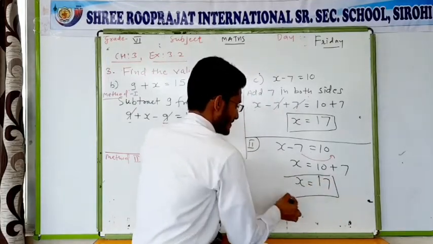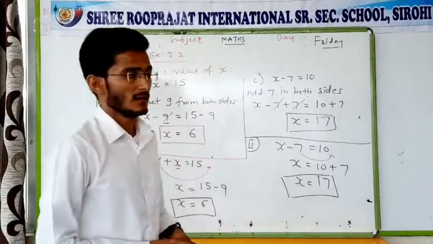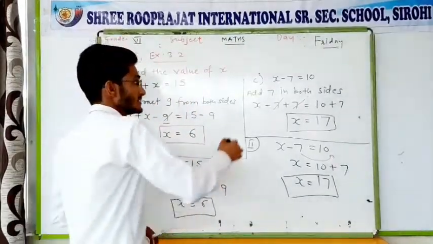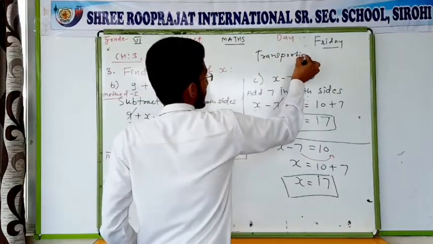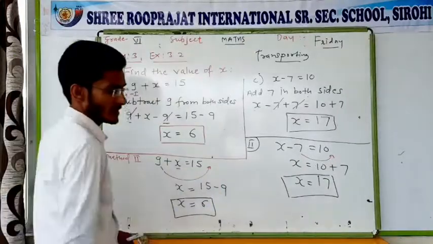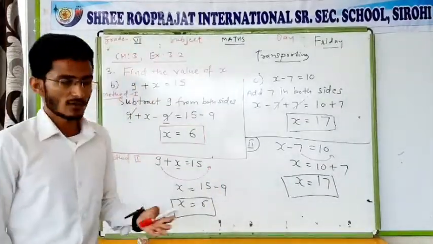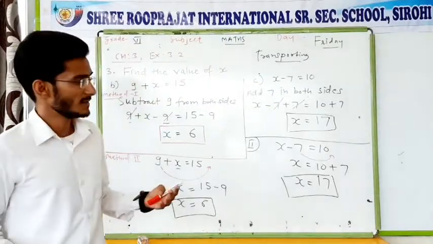Again we are getting the same answer. When we change the position from left side to right hand side in addition and subtraction, that is called transposing. Okay, this is called transposing. So you have to write any one of them. If you wish, then you can write both methods.